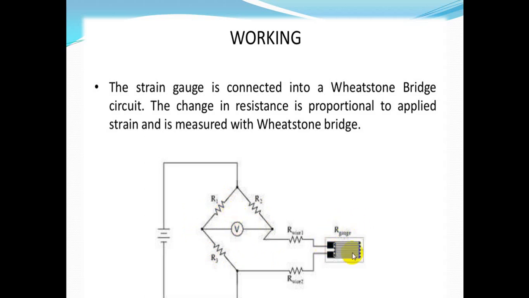When no strain is produced in the gauge, the bridge is in balanced condition. When any strain is produced in the gauge, the resistance of the gauge changes, which causes an unbalanced condition in the Wheatstone bridge. Using the balance condition of the Wheatstone bridge, we can estimate the resistance in the 4th arm. By estimating the resistance in the 4th arm, we can estimate the strain produced in the gauge. So this is the principle. Okay, clear?